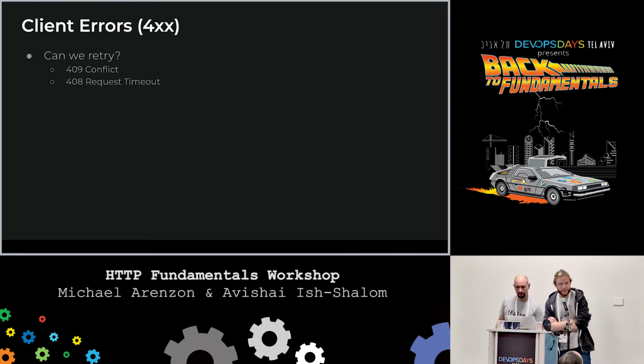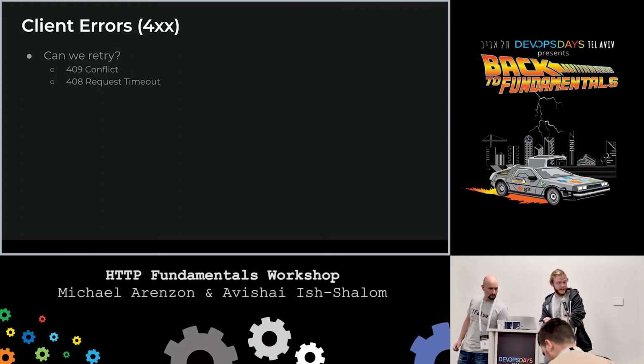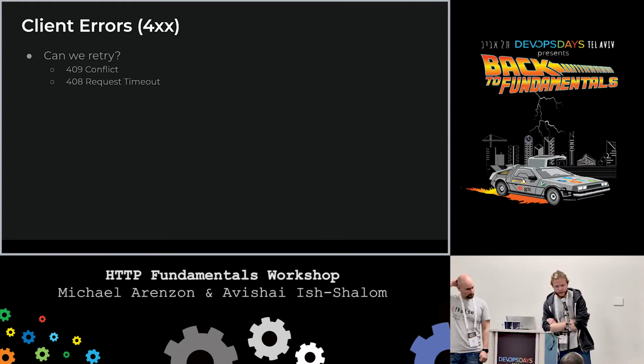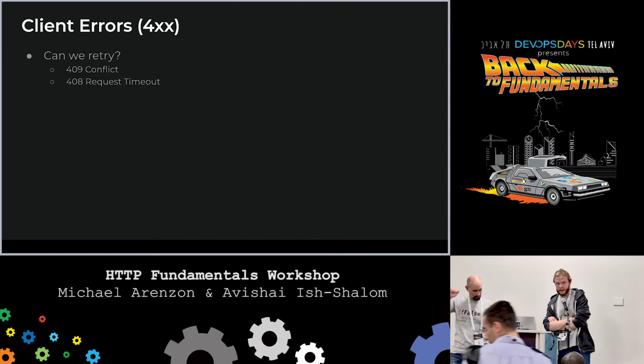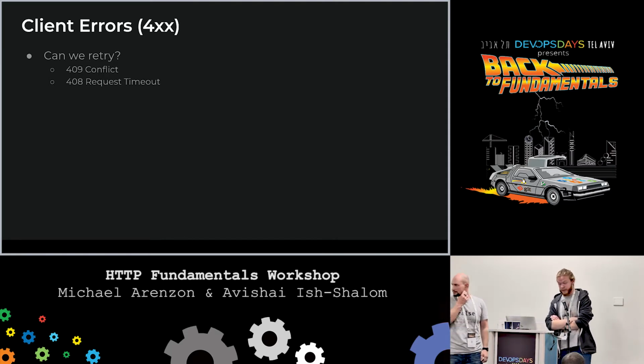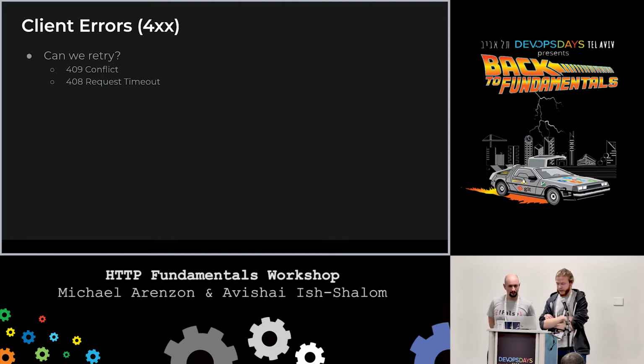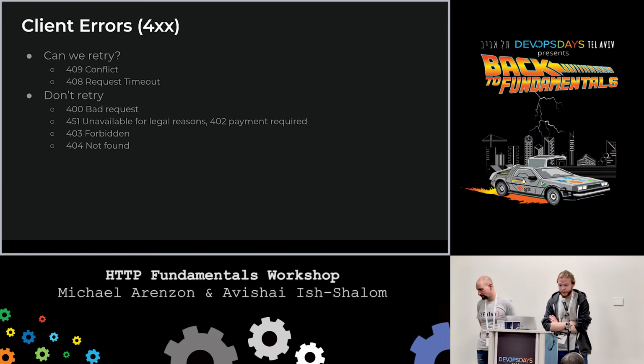Let's talk about client errors, the 4xx. One of the things that's important to emphasize here is that there are different status codes to distinguish between different errors, but they also have different semantics. So let's talk about 409 and 408. We have different semantics of error codes, where some of them are retriable and some of them are not.